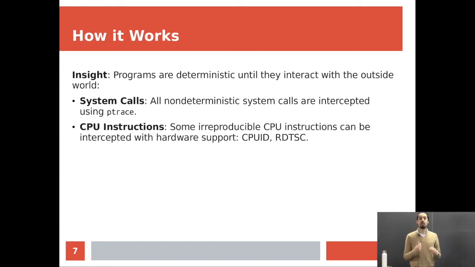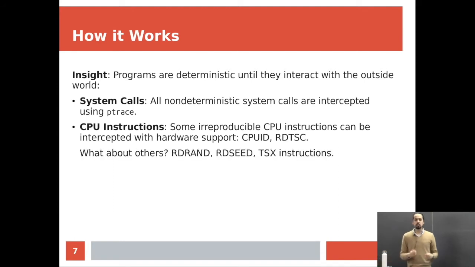Similarly, the other way you can get non-determinism or irreproducibility is via CPU instructions. There's hardware support for intercepting some CPU instructions like CPUID and RDTSC that are neither portable nor deterministic. When we catch CPUID, we get an interrupt and we're able to emulate it for that program.